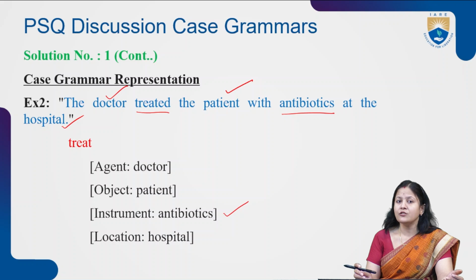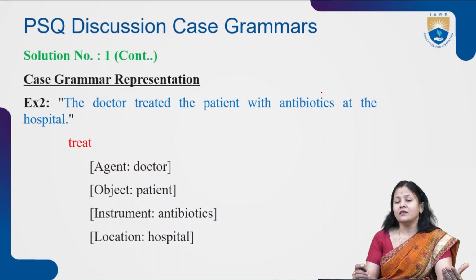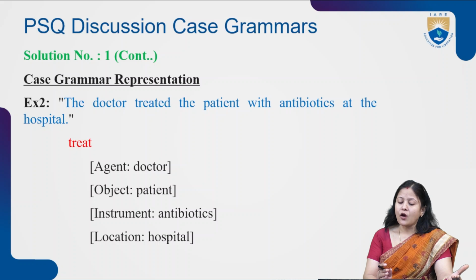I hope you have understood. So agent case is the doctor, object case is the patient, antibiotic is the instrument case, and hospital is considered as the location case. If time had been given, then you would have written that tense case. And here, like agent, object, instrument and location, doctor is treating the patient, that is why doctor is called the agent case.